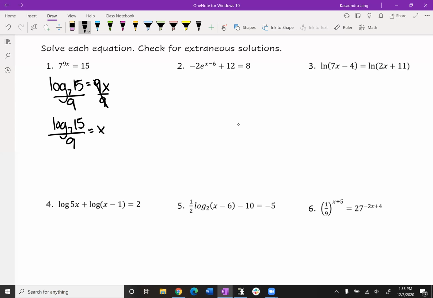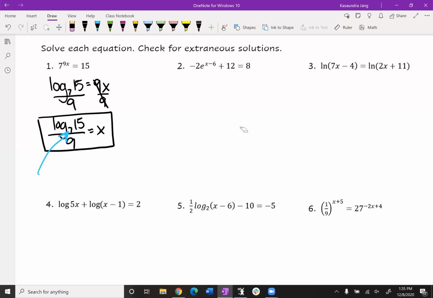Now, sometimes online they don't want you to round, they want the exact answer, and this would be my exact answer. And then sometimes they want you to round, which means you have to get the decimal form. Small problem with this though: most of your calculators don't have a log base 7. Most calculators have a common log, a log base 10, or a natural log, a log base e.